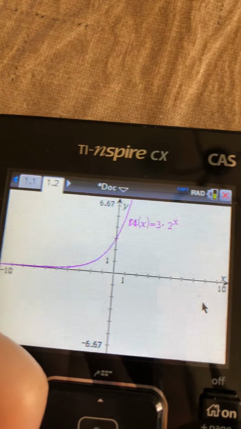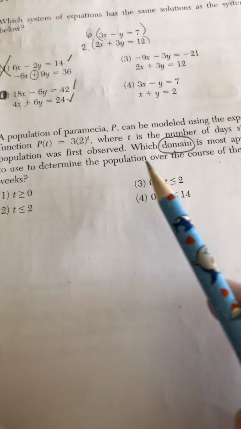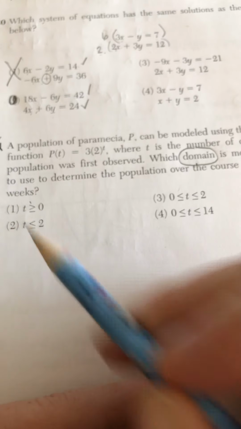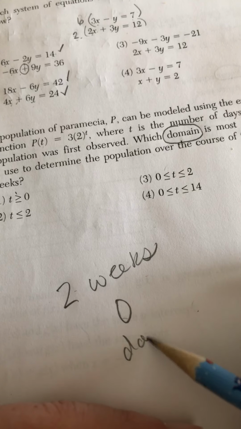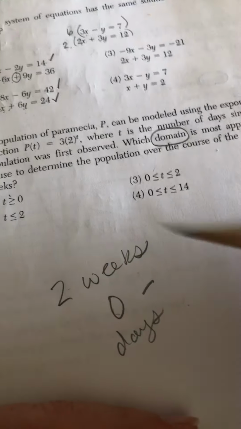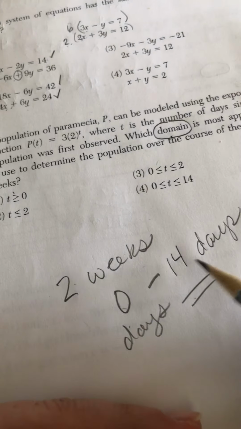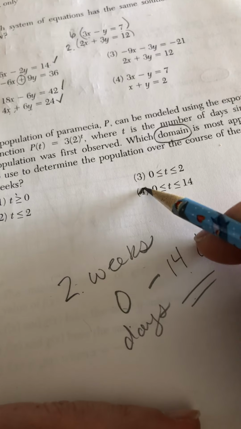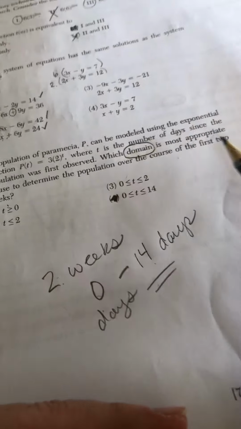Okay. Why did I graph that? Sometimes Mrs. Shiner needs to read. Used to determine the population over the course of the first 2 weeks. All right, 2 weeks. So obviously I want to start at 0 days. And 2 weeks is how many days? There's my domain from 0 days to 14 days because it's 2 weeks. There it is, from 0 to 14 days. So t is days. They talk about weeks. You have to just catch that. There you go, page 7.